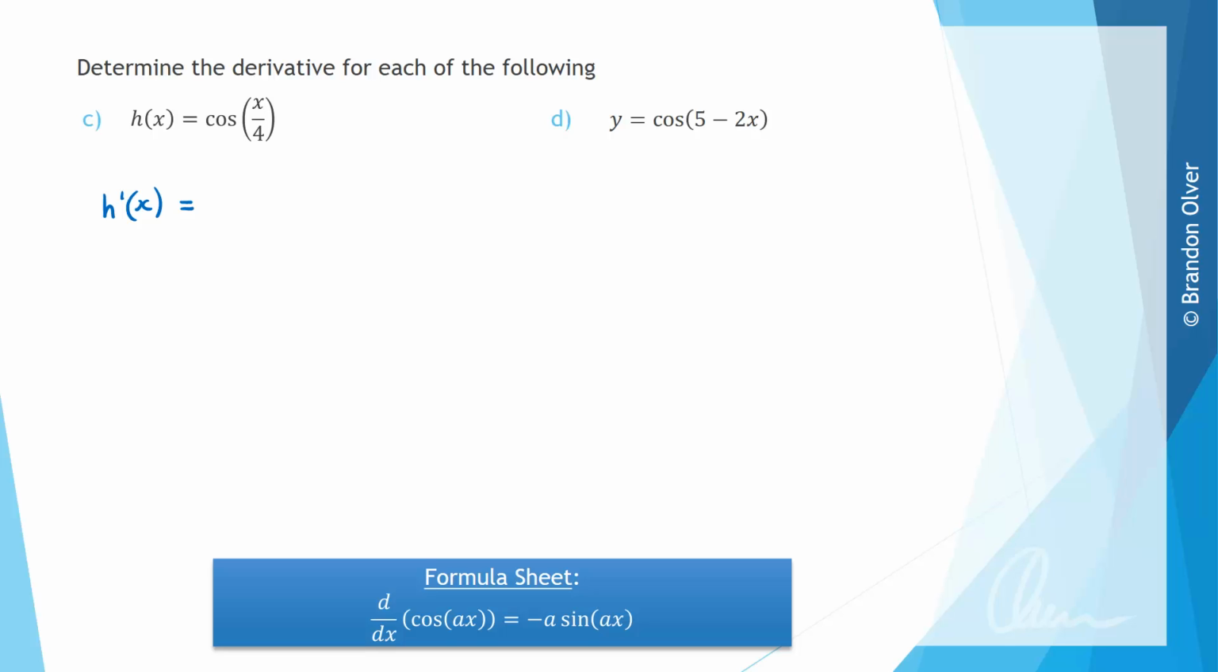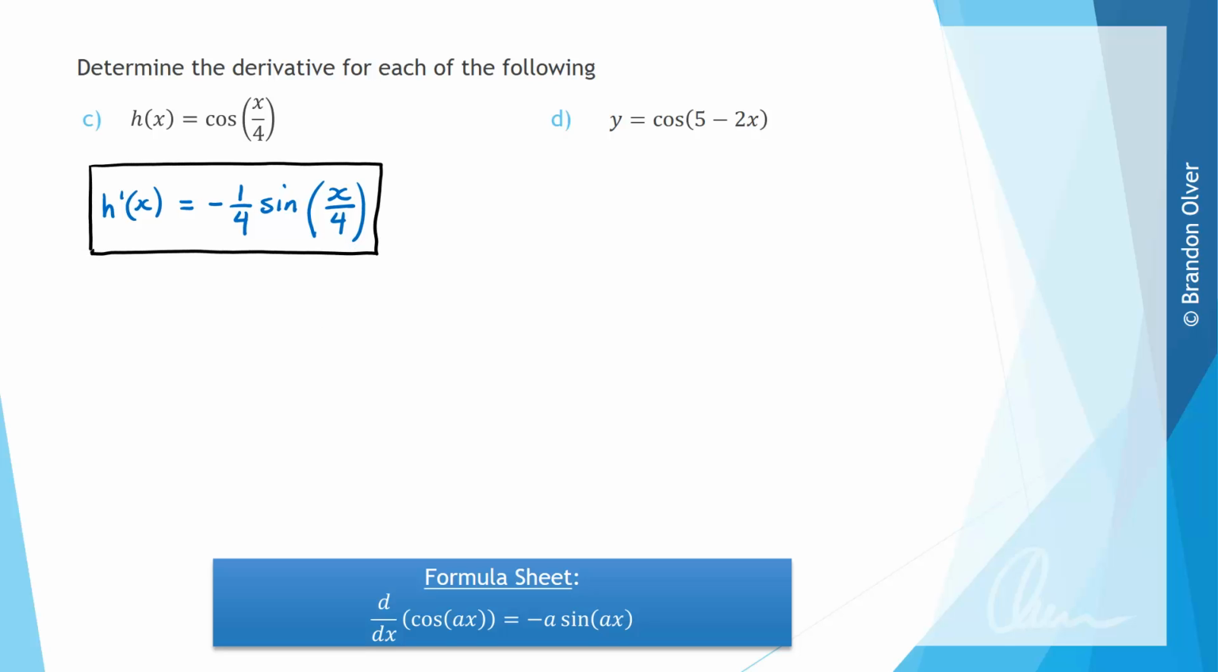a value here is a quarter, so just be careful that you know that x on 4 is the same as 1/4 times x. So we have negative the a value of a quarter times sine of ax, which is simply x on 4 for this question. So that is the answer to part C of this example.